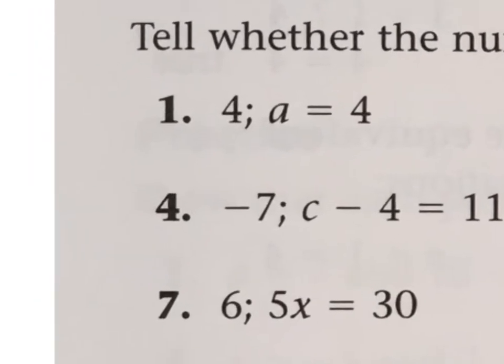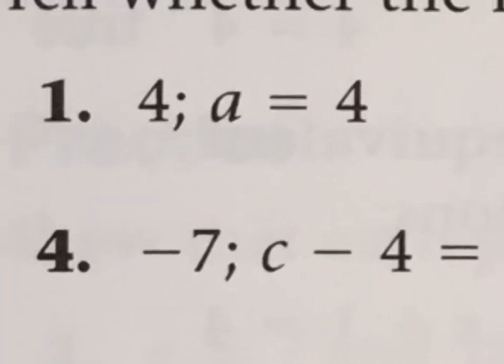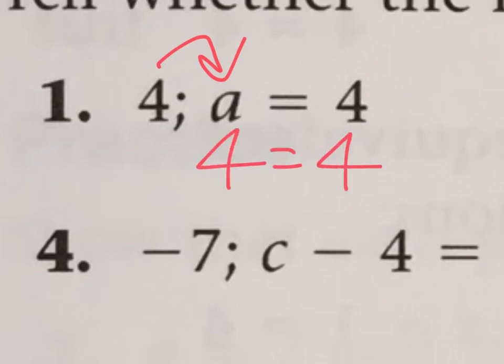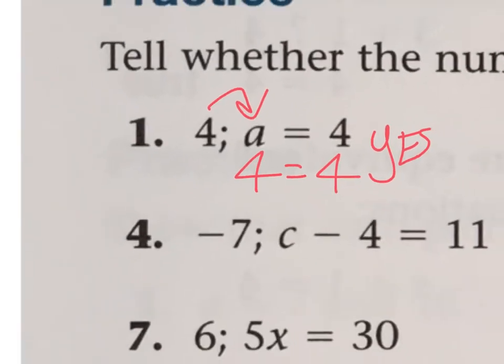So let's take a look at number 1. And it wants to know if 4 is the solution to this equation. So what I'm going to do is I'm going to simply pop 4, and right there we're substituting, right? So does 4 equal 4? And you can write simply yes or no. And it sure does. This is the solution. They're equal on both sides. Let's look at another one.